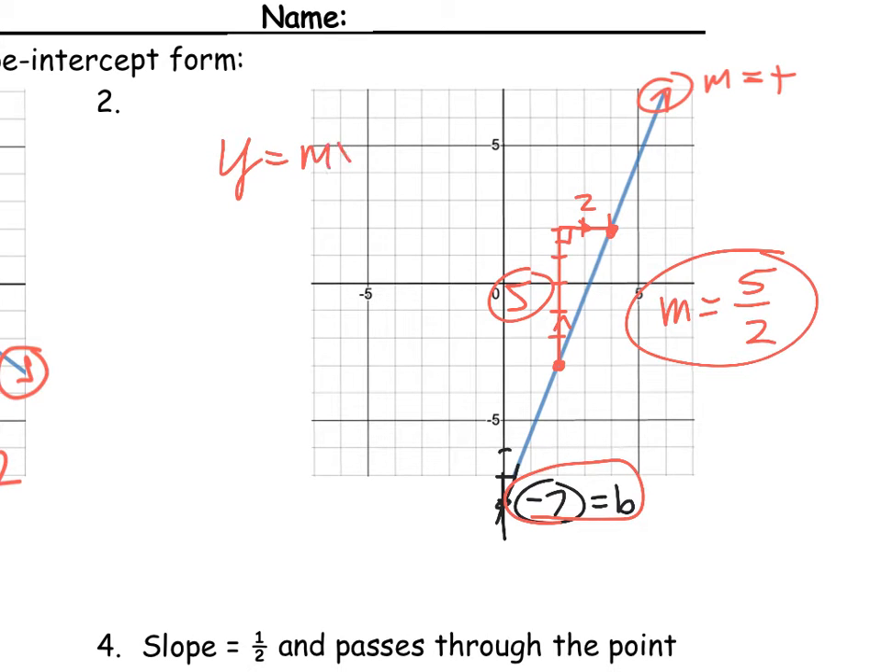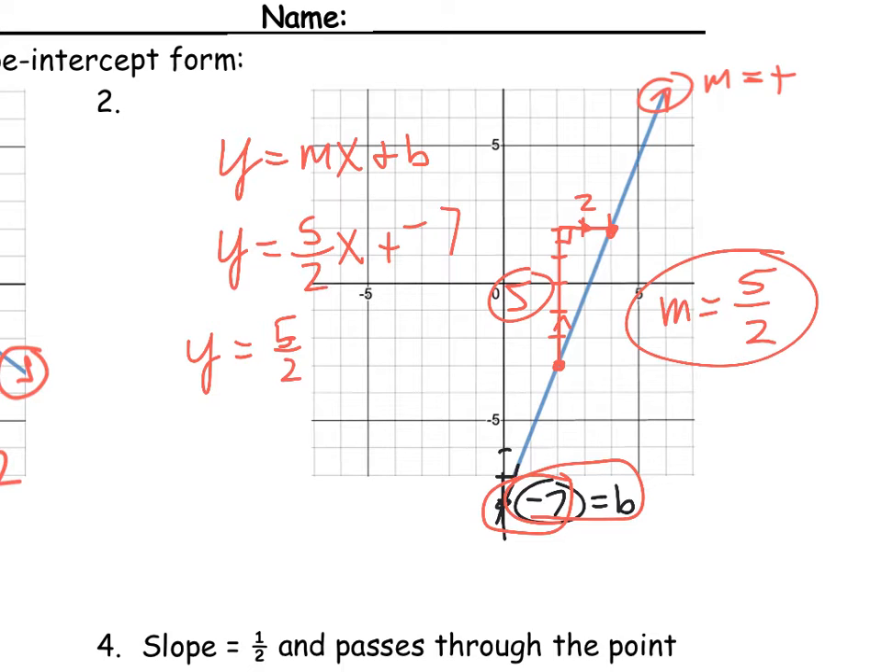Remember, the slope always goes in front of the x, plus your y-intercept. And in this case, my y-intercept's negative. So when I do this, y is going to be slope in front of x, 5/2 x. A lot of people put +7 here, but this is a -7. So you could say plus a -7, and that would be fine. But usually we write that as 5/2 x minus 7. There we go. Okay?